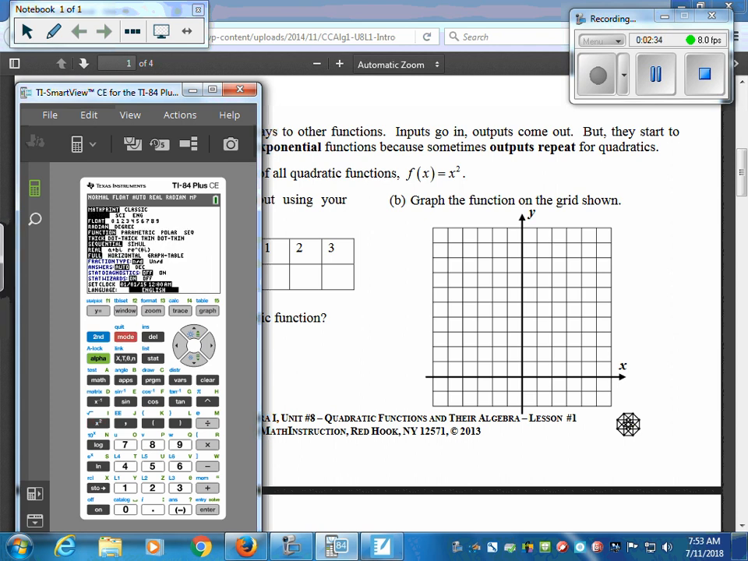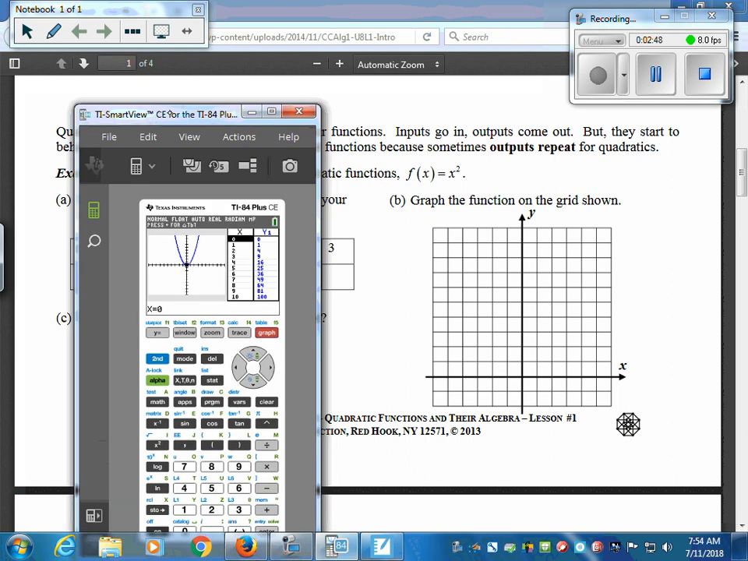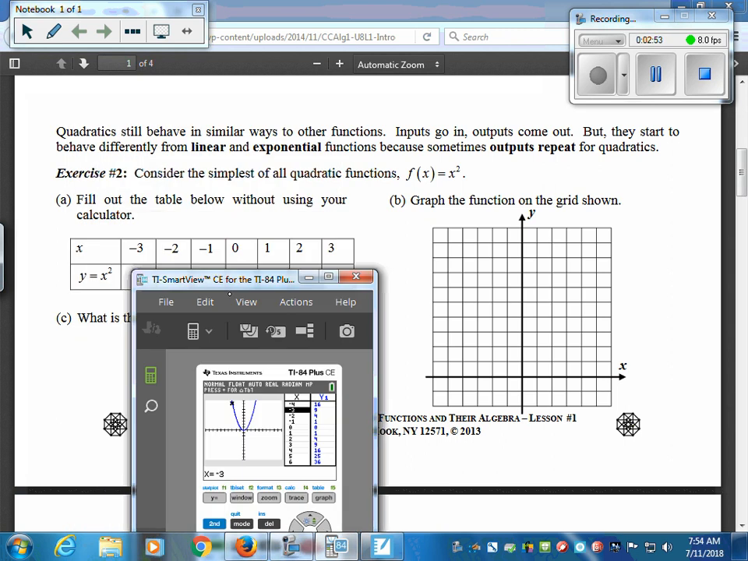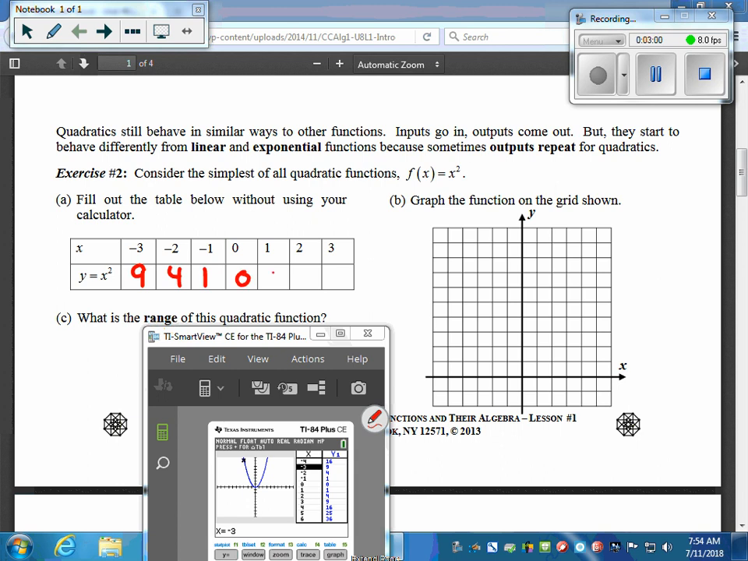First, I'm going to change this to graph table. And then I'm going to hit second graph. And now they want us to fill in this part of the table right here from negative 3 to 3. So I'm going to adjust my table by moving it up. Now, those values that are on my table in the calculator, I'm just going to fill those in. So we got 9, 4, 1, 0, 1, 4, 9. So you're going to see some repeats of the values that you get for the outputs, the y values.